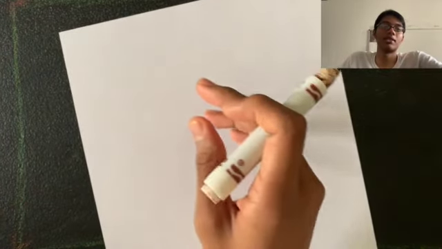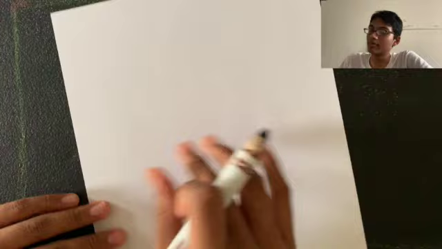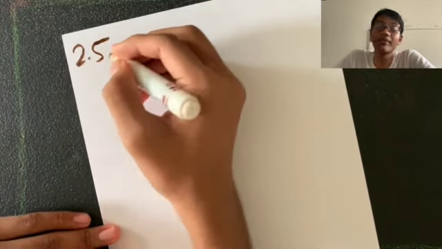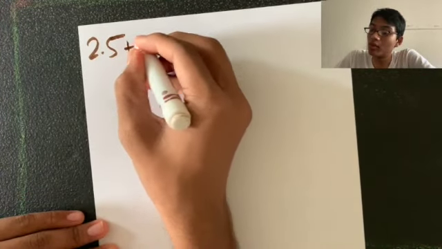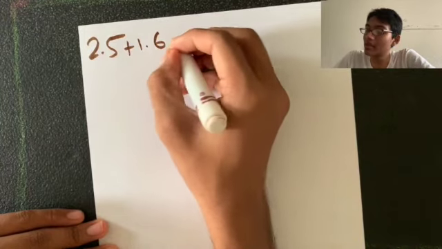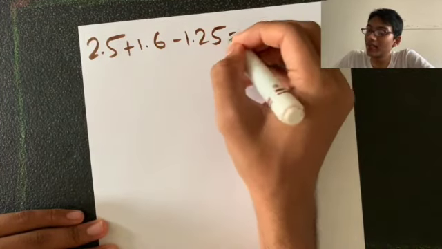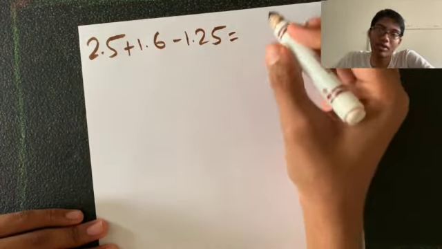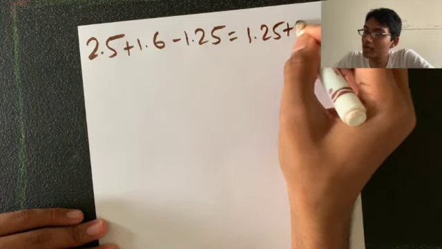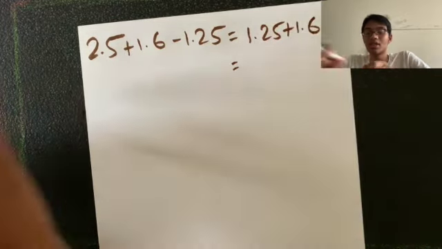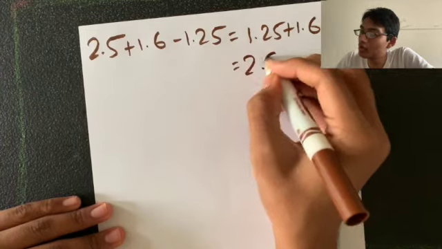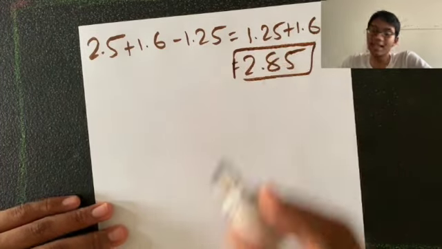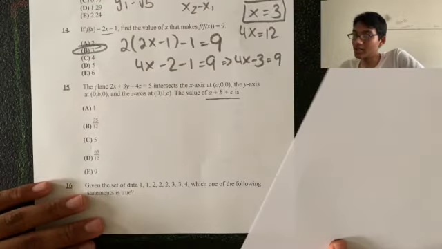So let's put that down right here. My x-intercept is going to be 2.5. My y-intercept is going to be 1.6. And my z-intercept is going to be minus 1.25. So 2.5 minus 1.25 will leave me with 1.25 plus 1.6, which comes down to approximately 2.85. All right, folks? And that should be the answer to number 15. Hopefully that's in that range.